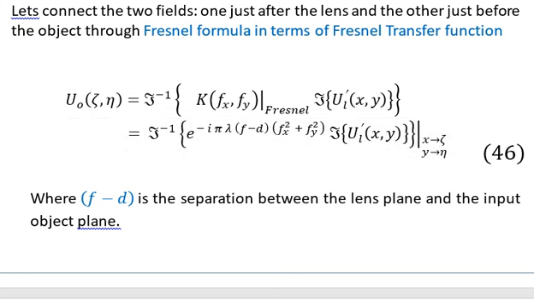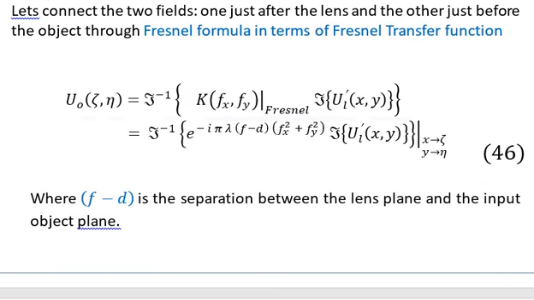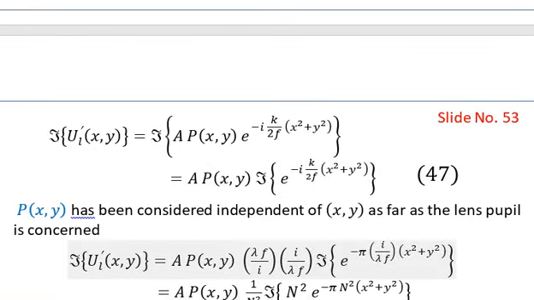Okay, you see that f minus d is the separation between the lens plane and the input object plane. Now let's calculate the Fourier transform within this curly bracket, which is the Fourier transform operator operating on ul prime x comma y, which is also given in equation number 47 on the left hand side. On the right hand side we have substituted the value of this field from one of the previous equations. So the Fourier operator is operating on the curly bracket that contains a into p of x comma y e to the power minus iota k over 2f, within the bracket we have x square plus y square.